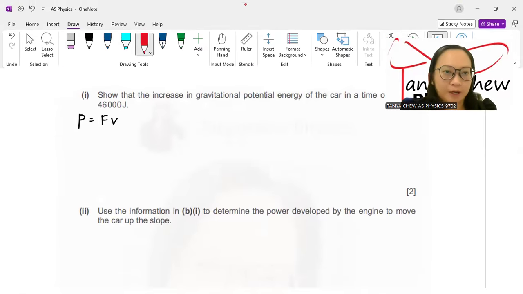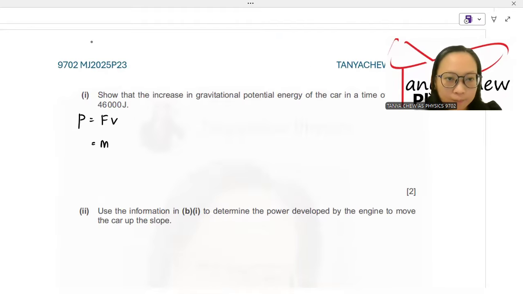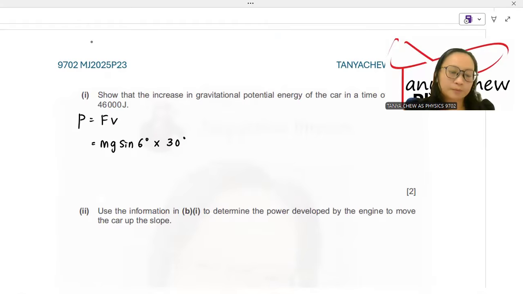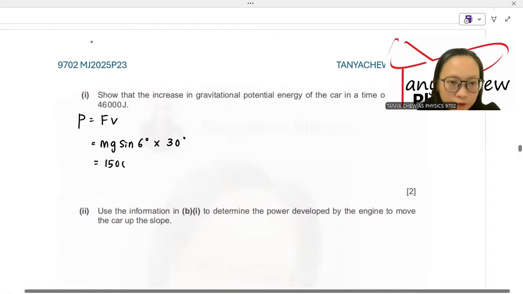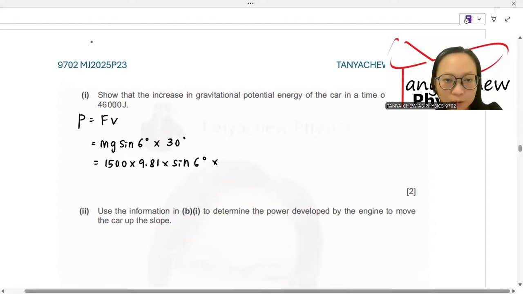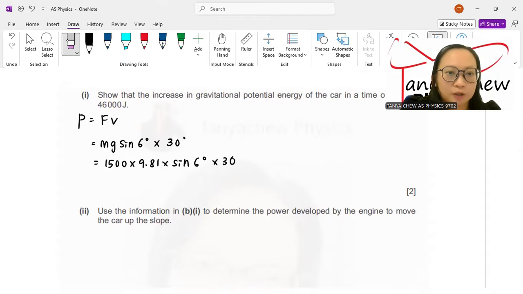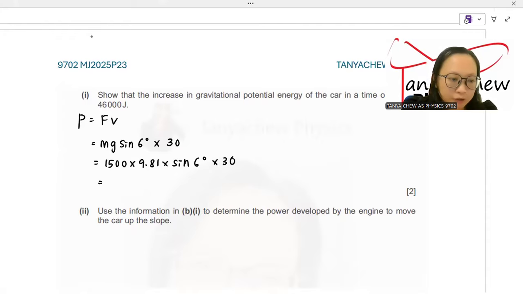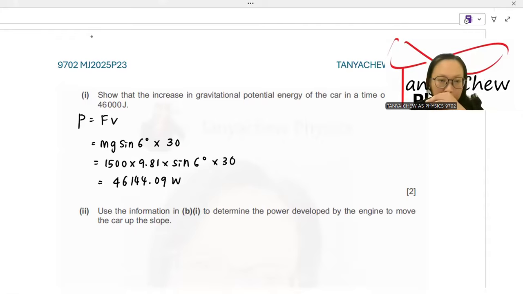So the force would be mg, the weight of the car. Power is mg sine 6 degrees times the constant speed. The mass of the car is 1,500, g is 9.81, multiplied by sine 6 degrees and multiplied by 30 meters per second, not 30 degrees, 30 meters per second. You shall get the answer for power as, wow, that's a lot: 46144.09 watts. Don't worry, that's not my final answer.